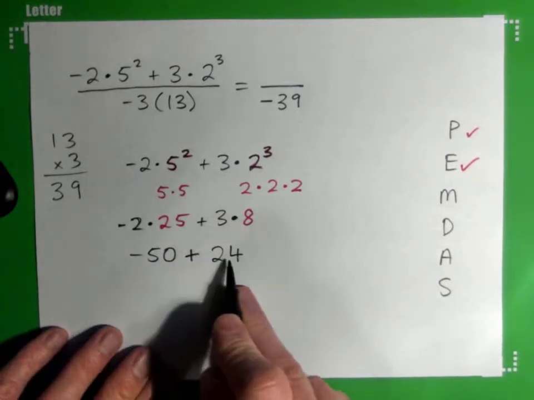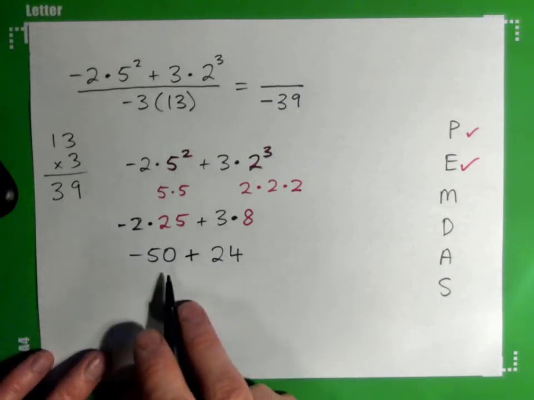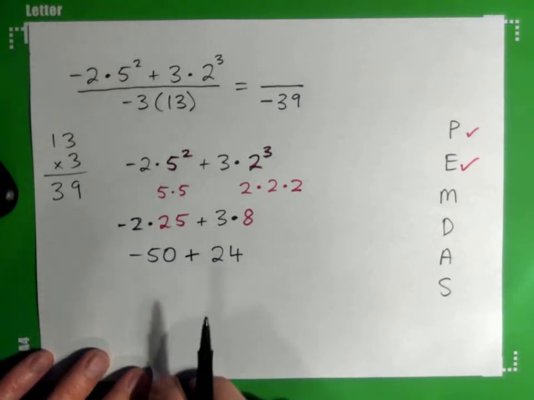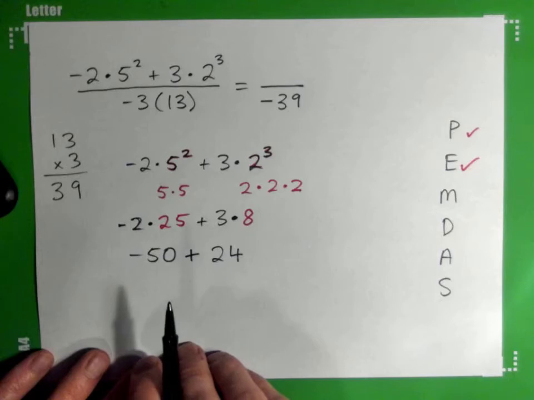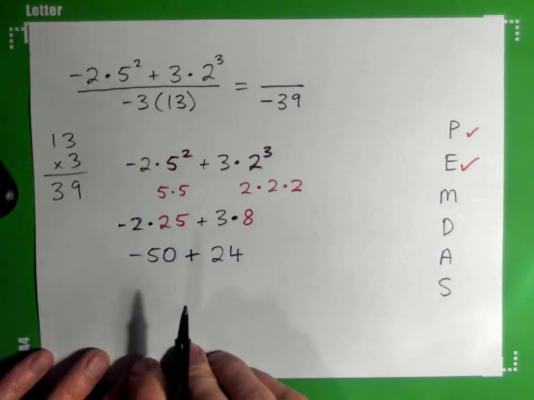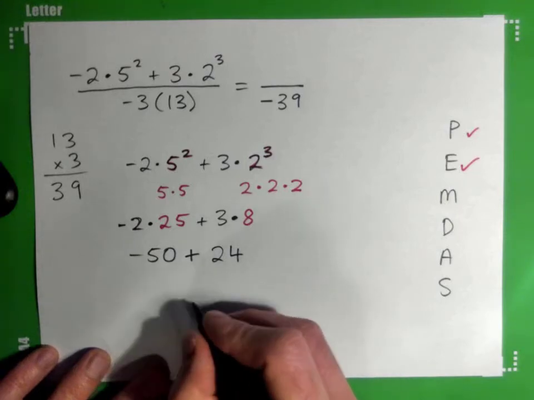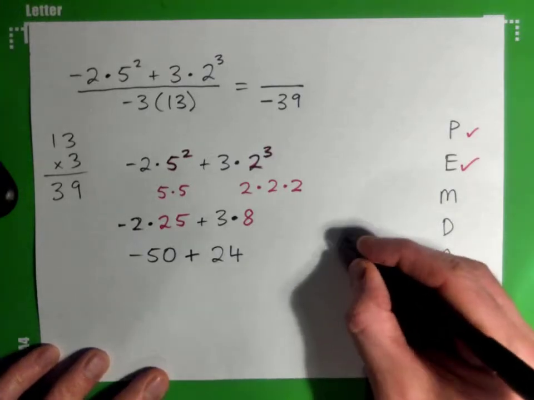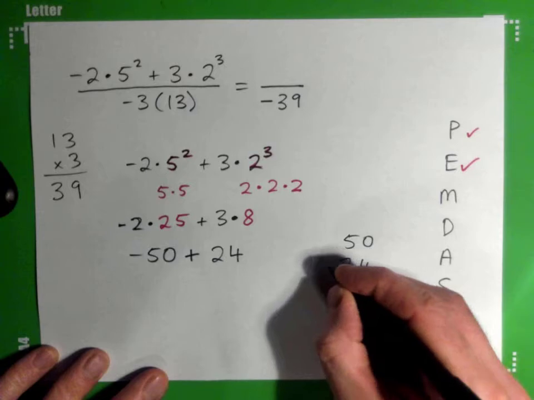Negative 50 plus 24. That's 50 bad guys, 24 good guys. What does that make? Yeah. Right. So you could, for fun, you can do this: 50, 24, subtract.